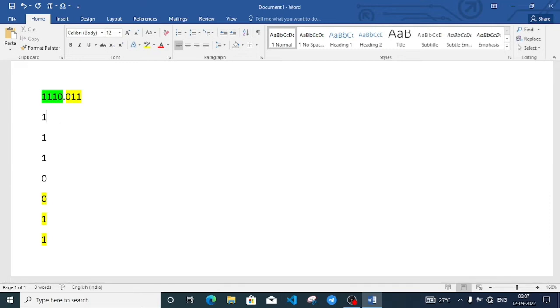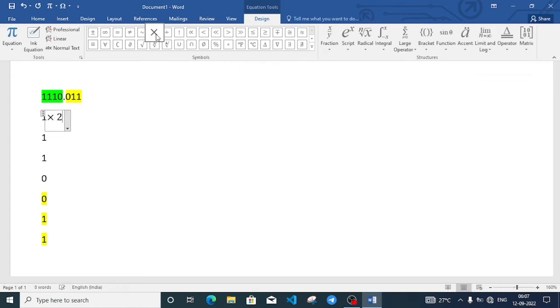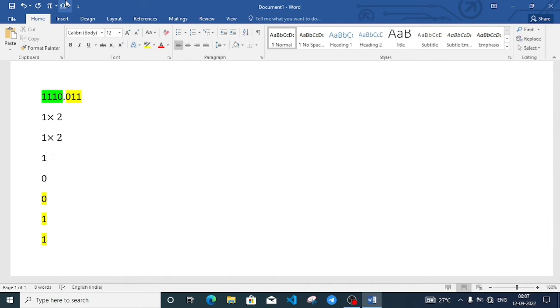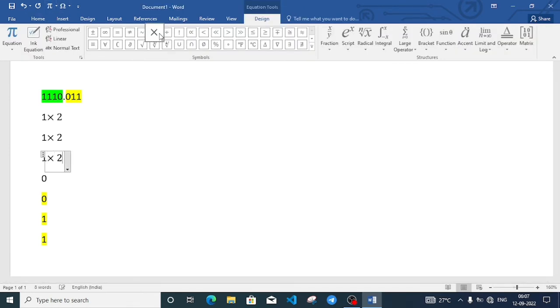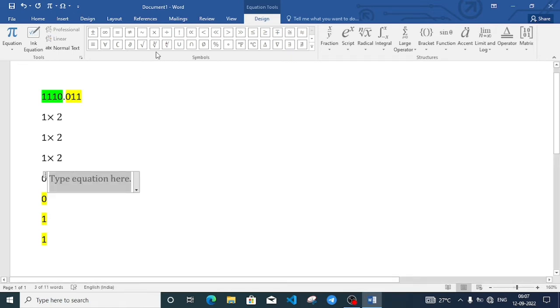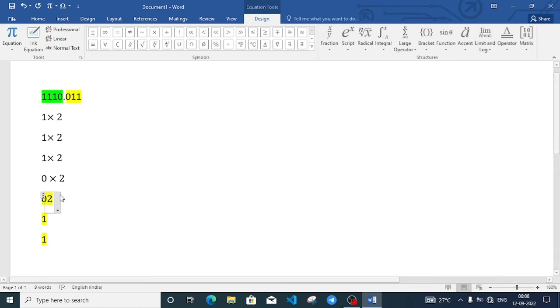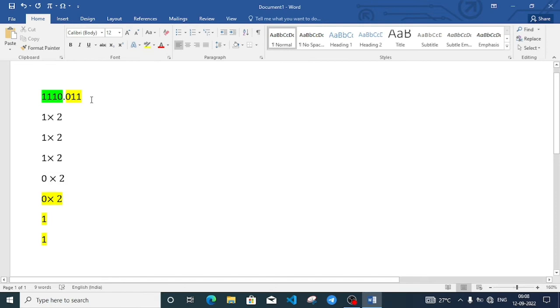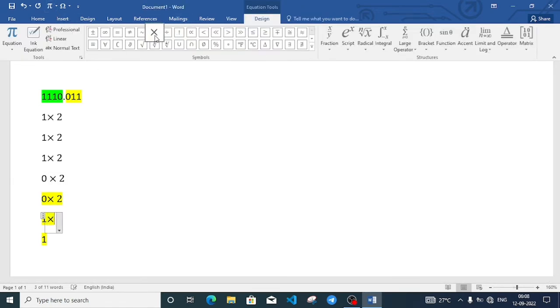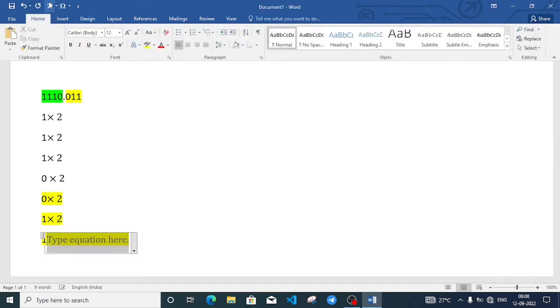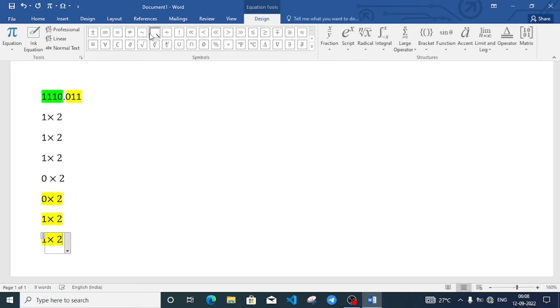So we write into 2, into 2, into 2, into 2, into 2, and here also we multiply by 2, and again here also, multiply by 2. Now at first we'll go to the unit number, meaning the part before the decimal point.